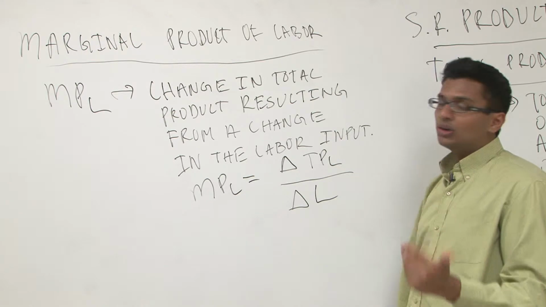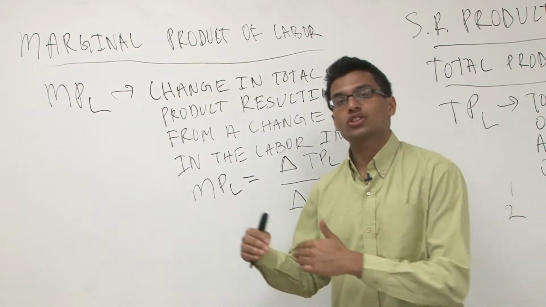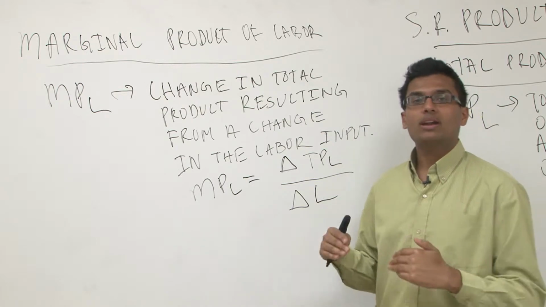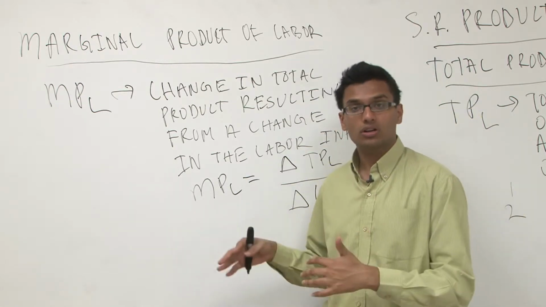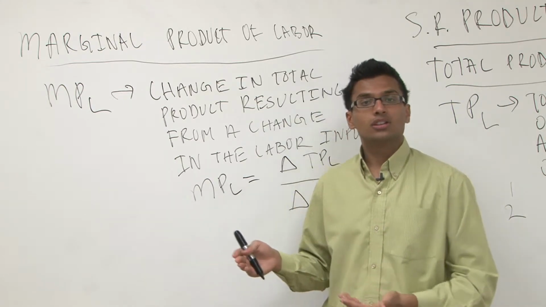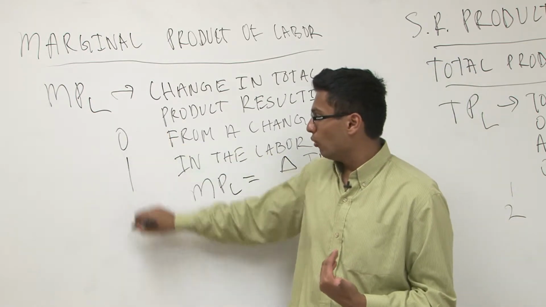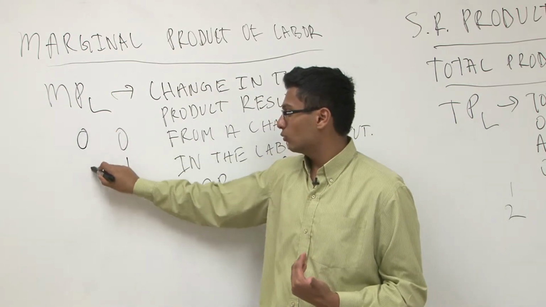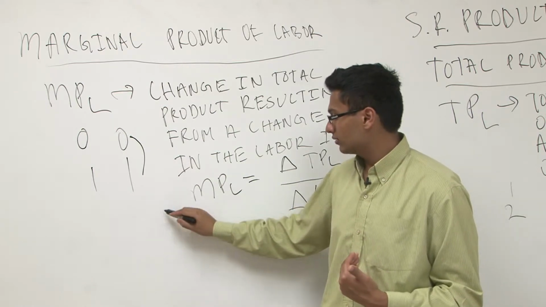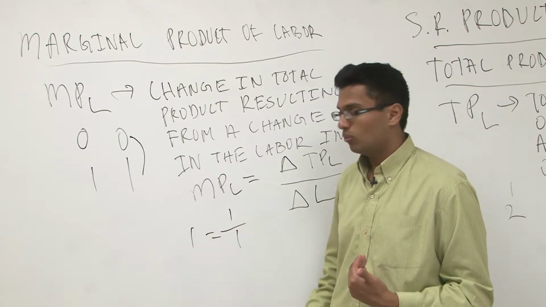Now, intuitively speaking, we've talked about marginal analysis before. We said, what happens to something if we add one extra unit? So in this case, marginal product of labor: if we increase one extra worker, what's going to happen to my product? How much more product am I going to make? If my total product was 0 and went to 1, and here I had 0 workers and here I had 1 worker, my difference in total product would be 1, and my difference in labor would be 1, so my MPL would be 1.